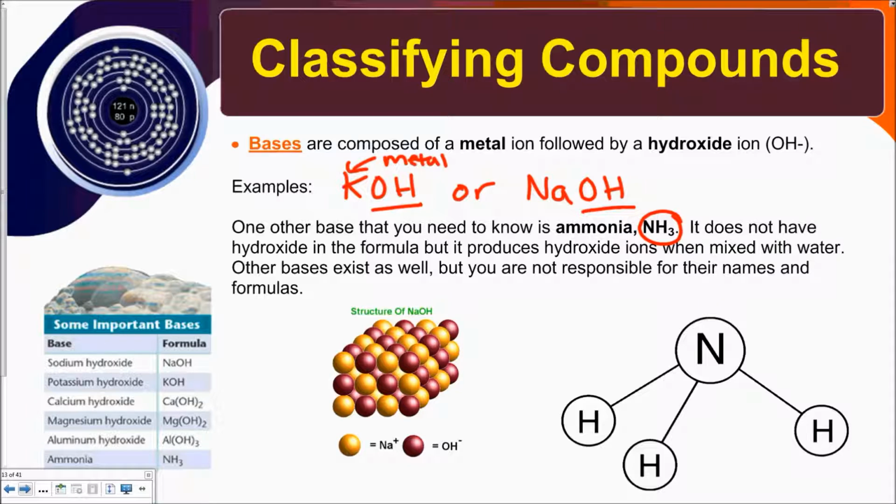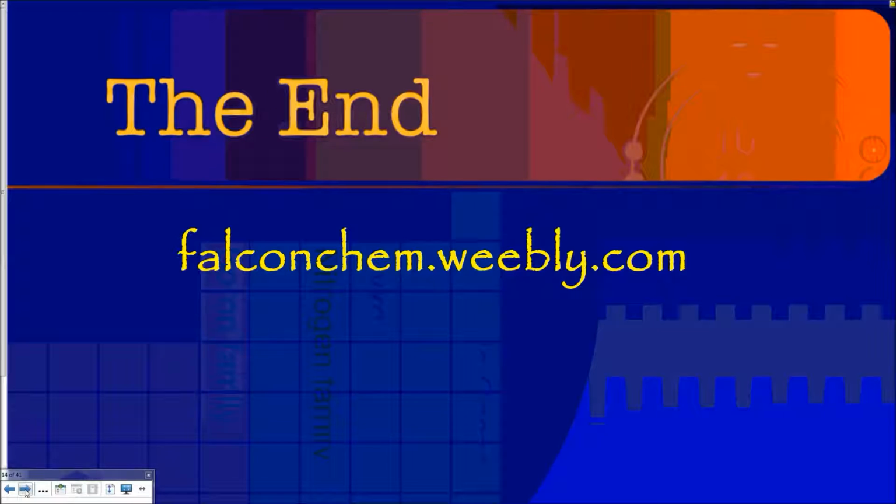It does not have a hydroxide in the formula, but it produces hydroxide ions when it's mixed with water. Other bases do exist as well, but you're not responsible for knowing their names and formulas in this class. That is all for this video over how to classify and identify different compounds.